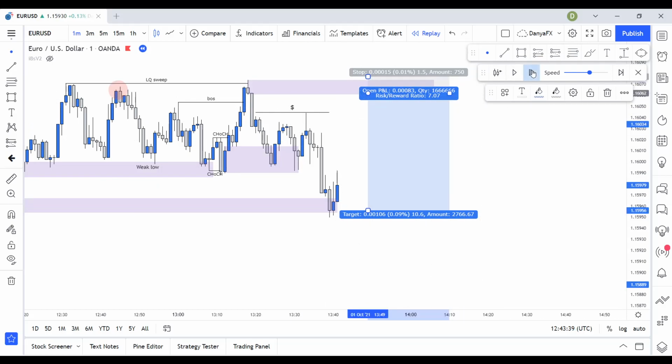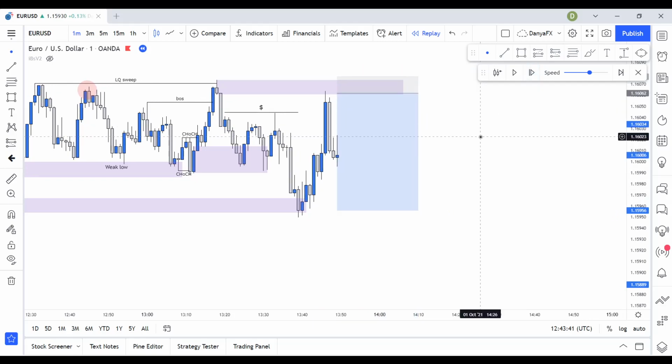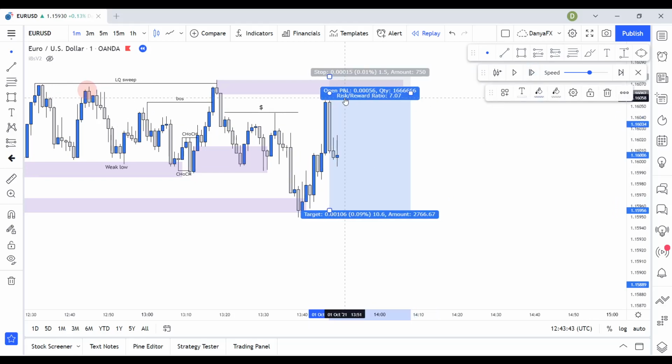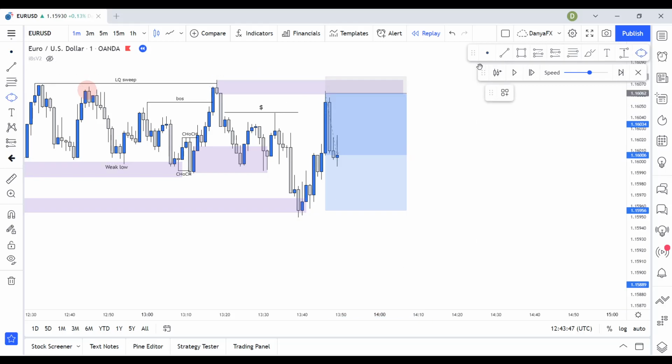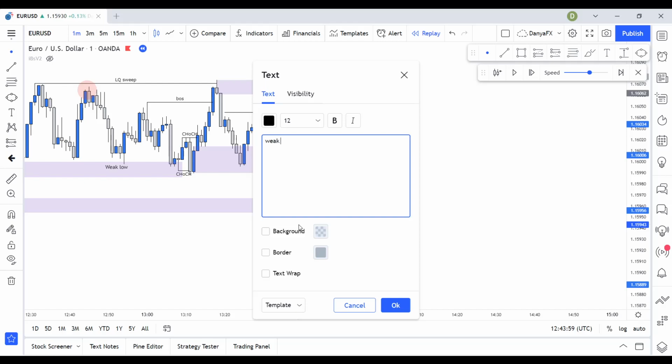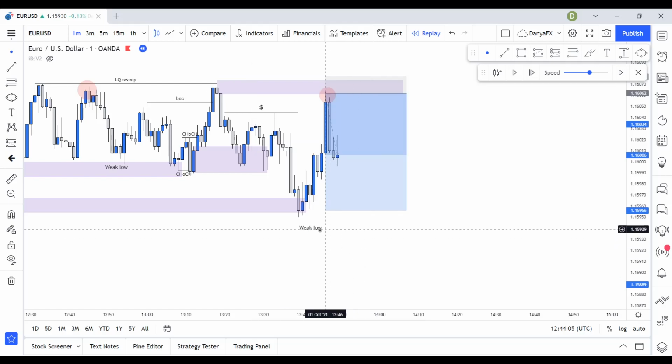So let's see. And as you can see, we got perfectly tapped in. We really failed to get above this high. So as I said, this is now a weak low.